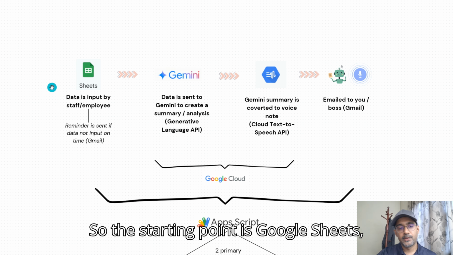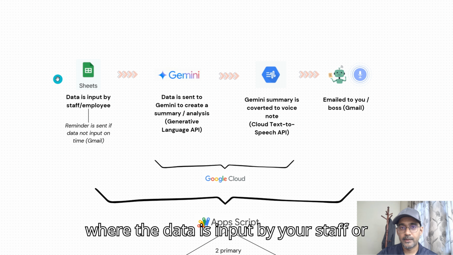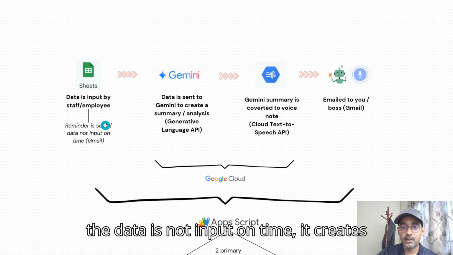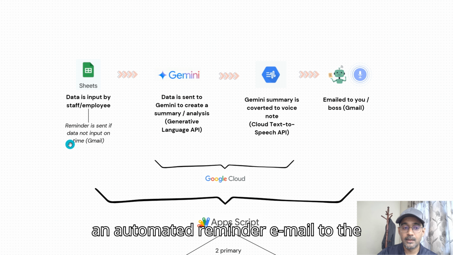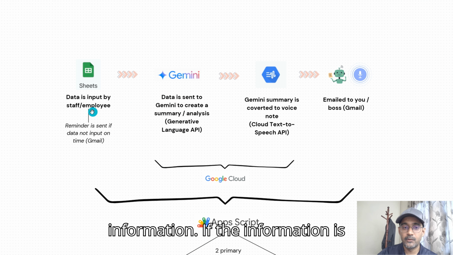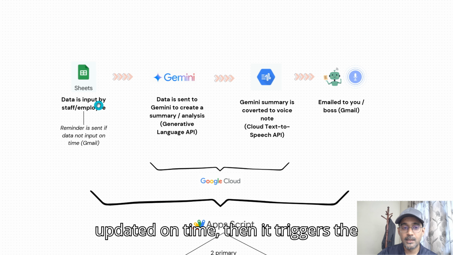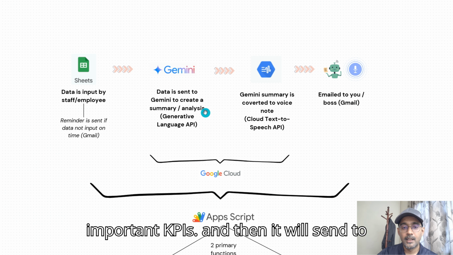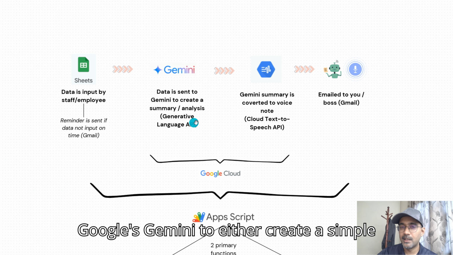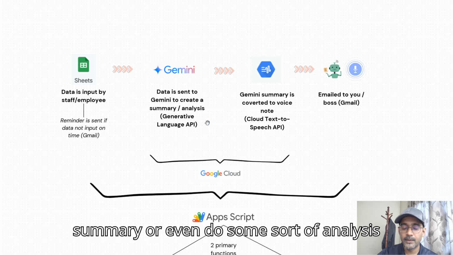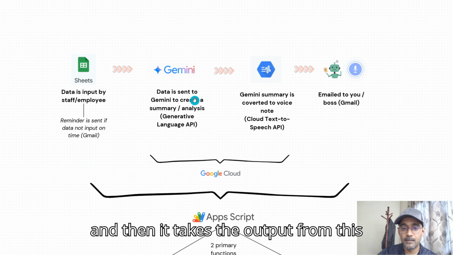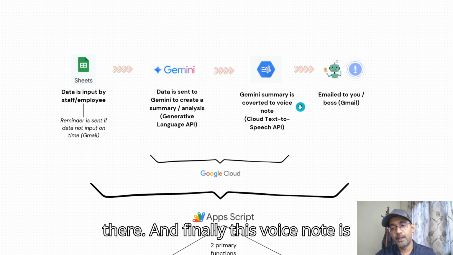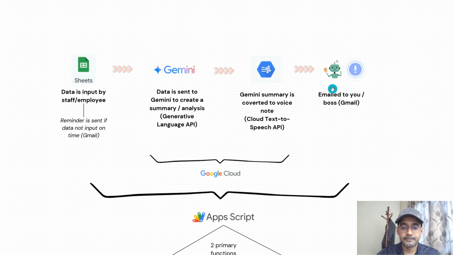So the starting point is Google Sheets, where the data is input by your staff or your employees or your teammates. And in this case, the first automation is when the data is not input on time, it creates an automated reminder email to the particular staff to update the information. If the information is updated on time, then it triggers the other workflow, which is pick the important KPIs, and then it will send to Google's Gemini to either create a simple summary or even do some sort of analysis. And then it takes the output from this and creates a voice note from there. And finally, this voice note is emailed to the boss or anybody else.